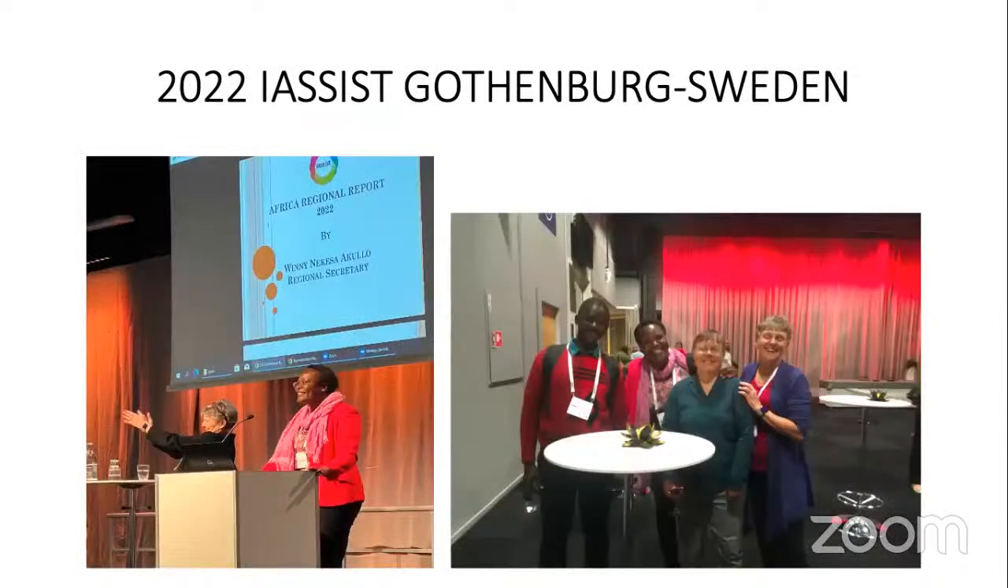Yes, so there I was presenting our report at the global conference. And of course, it was also good to rub shoulders with the vice president and also the president, with the fellow from Uganda.